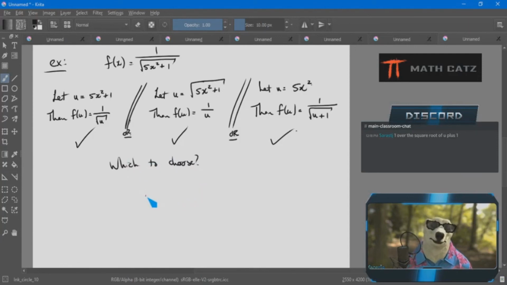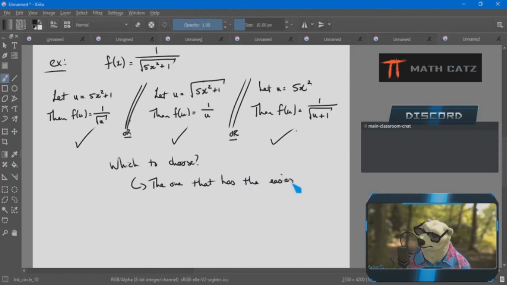As a general rule, to increase my chances of success, choose the one that has, no, I'll write it like this. The one that has the easiest derivative for the outside function.